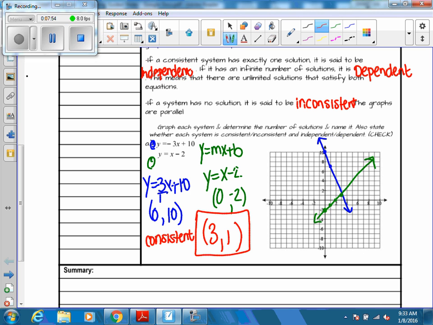And then last but not least, it also asked me whether or not it was going to be independent or dependent. If a consistent system has exactly one solution, it's going to be independent. And because it only has one solution, this system is also independent. Okay, so let's keep moving. Let's go ahead and flip that page over.